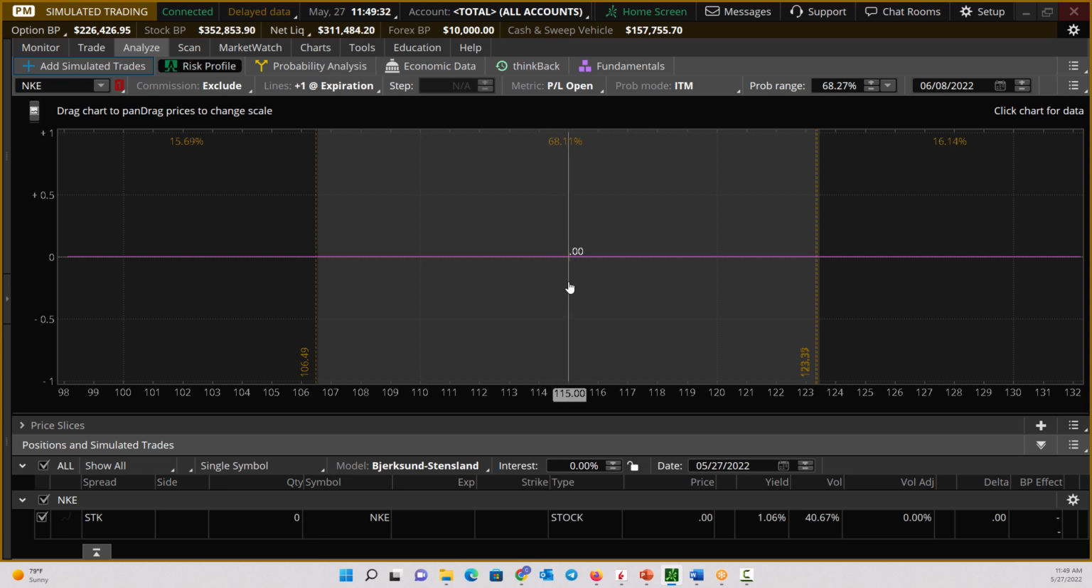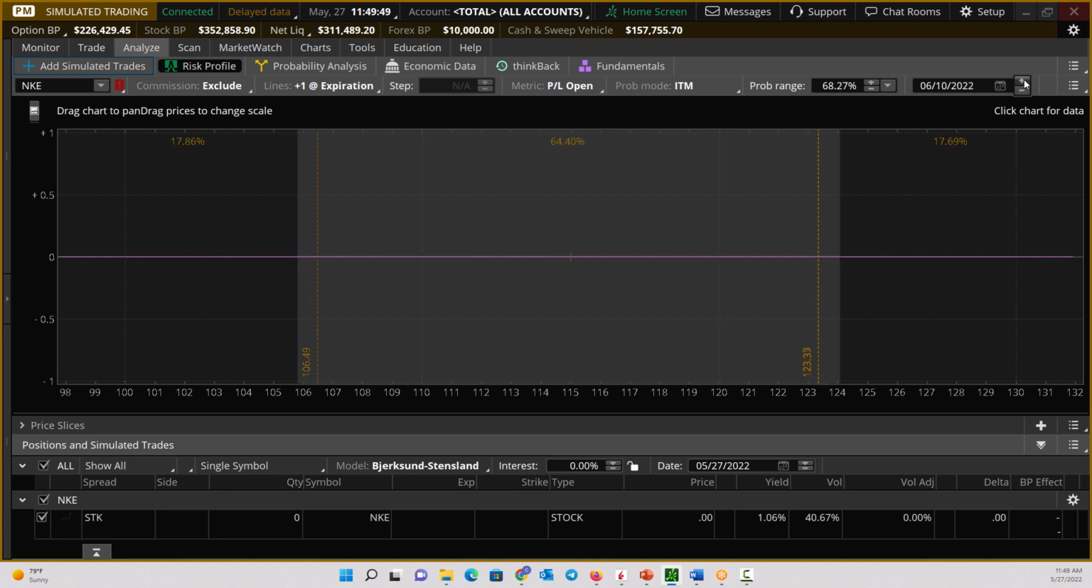If I'm bearish on Nike between now and that date, I should probably be targeting one of these moves down here. Only if I'm wildly bearish and think the market is underestimating things would I target something down there. The further you go out in time, the wider this is going to go, of course, because the more time you give this stock, the more wildly it's likely to move, right?